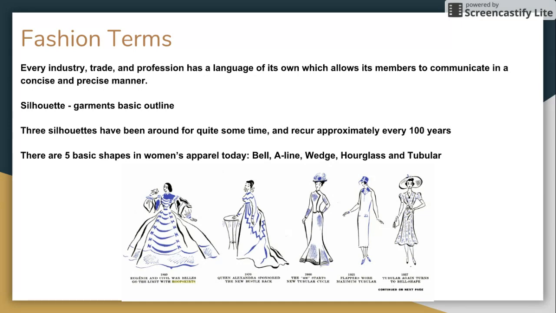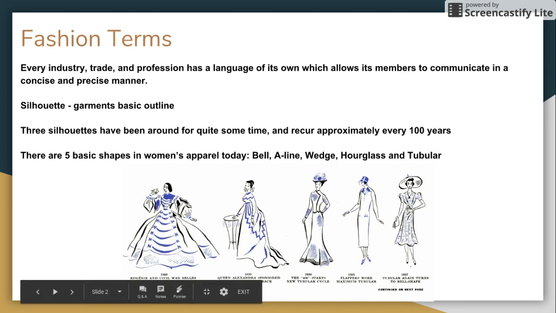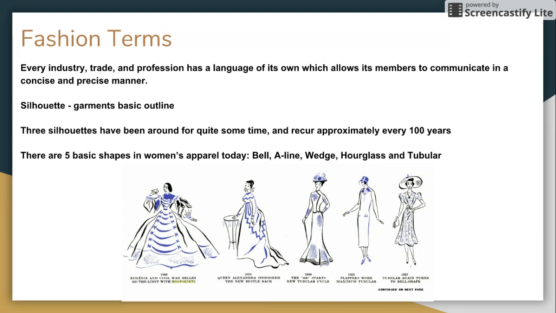And there are 5 major silhouettes that we'll be looking at, and you can see them below. We have a bell shape here with like a very wide skirt at the hips. We have A-line. We have hourglass, so that's where it cinches at the waist and creates like a Coke bottle kind of effect. And we have tubular here. So these silhouettes have been around for quite some time, and even though these pictures look kind of dated, you can still see these silhouettes in garments today.